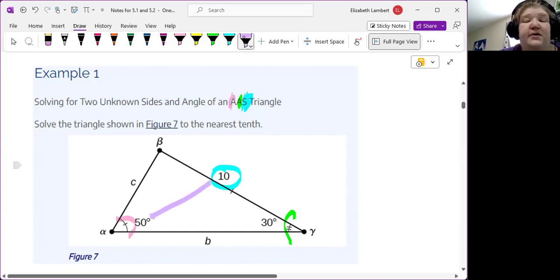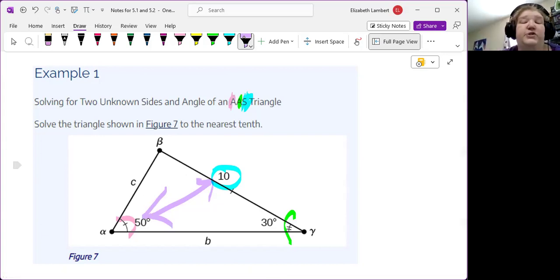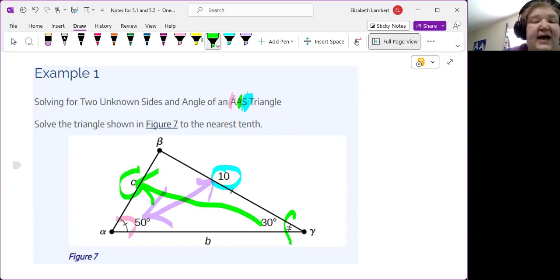Now note here, the 50 degrees is across from 10. So those two guys correspond together. So if I'm going to use my law of sines, I'll have the sine of 50 divided by 10 equals whatever else I want to use. Now I've got down here the 30, so I can use that to find my unknown c. So let's go ahead and write that law of sines.